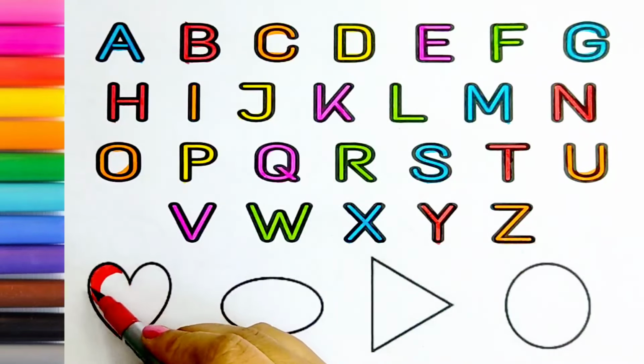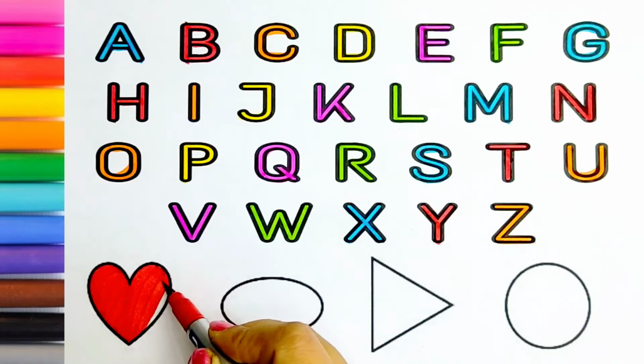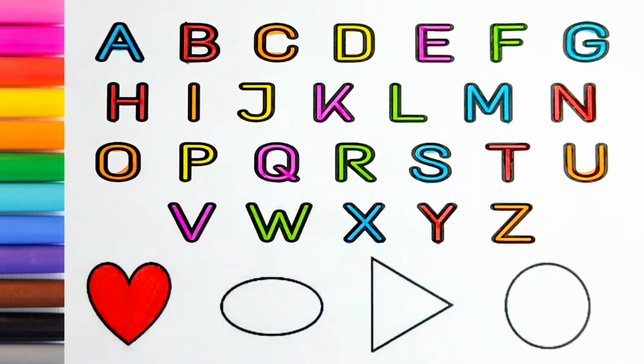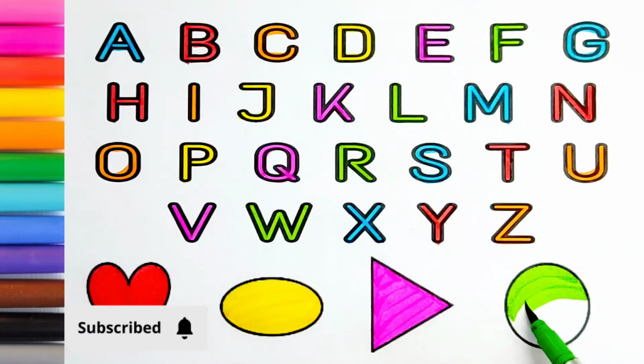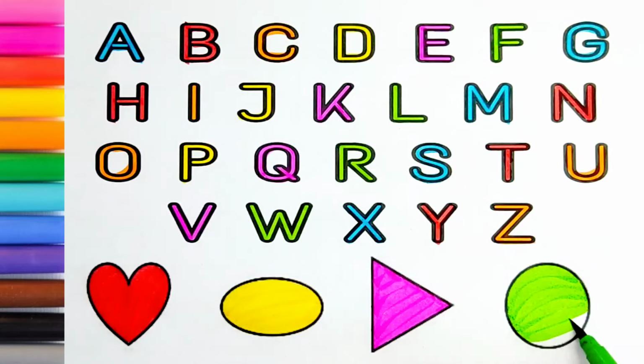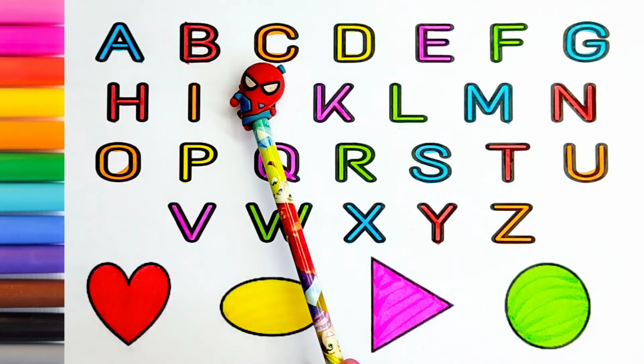Red color. Heart shape. Yellow color. Oval shape. Pink color. Triangle shape. Light green color. Circle shape.